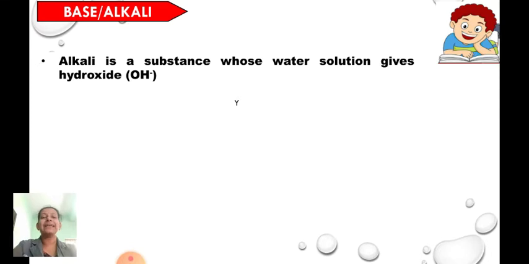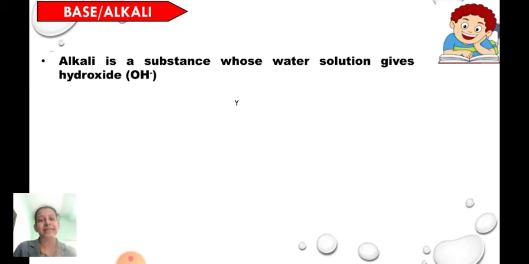In Introduction to Acids and Bases, today we shall learn the last part of the lesson, that is base or alkali. Let's see what we call a base. We know an acid in solution gives H plus ions. Then what does a base give in a solution of water? A base or an alkali is a substance whose water solution gives rise to hydroxide ions, meaning OH minus ions, whereas an acid gives H plus ions.